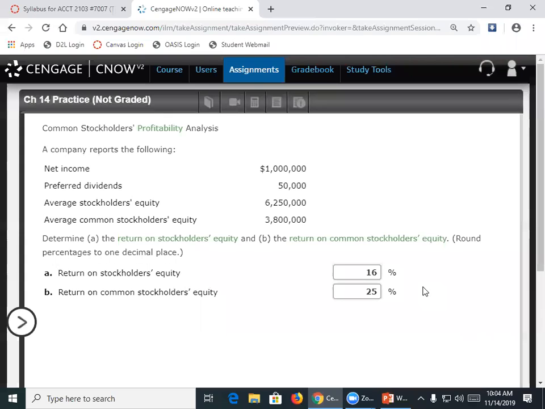Any questions on those? Y'all are ready to be done with ratios, right?